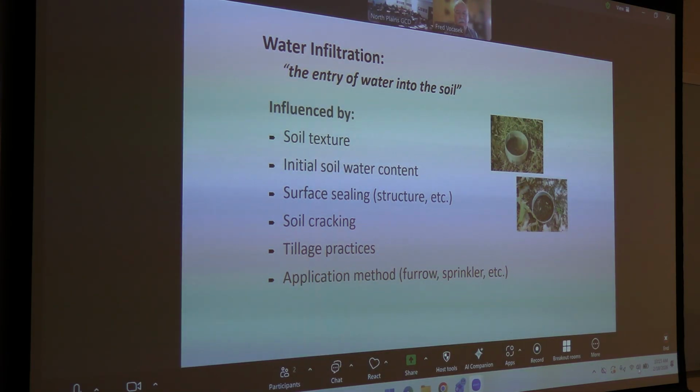Are there cracks in the soil? How we till, what we do with it, will affect that infiltration. And then our application method: furrow, overhead sprinklers, low angle impacts, those sorts of things. All have an impact, will affect the water infiltration.